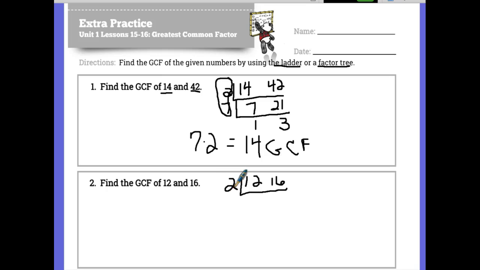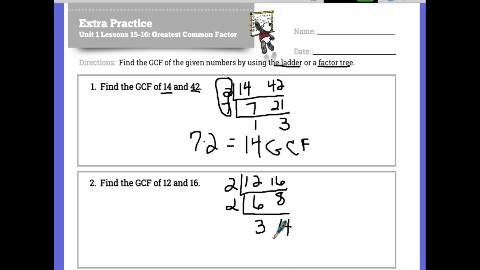Okay, now we're back, and let's see how you did. 2 times 6 is 12. 2 times 8 is 16. I'm going to draw my next ladder, and I can pull out another 2. 2 times 3 is 6, and 2 times 4 is 8.